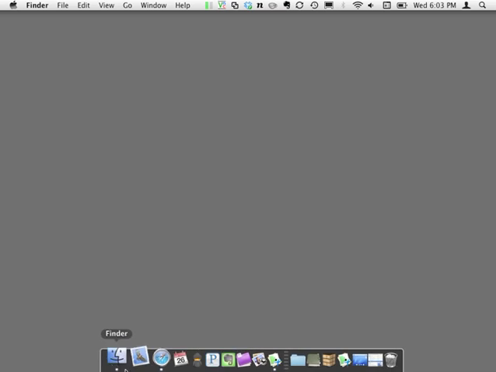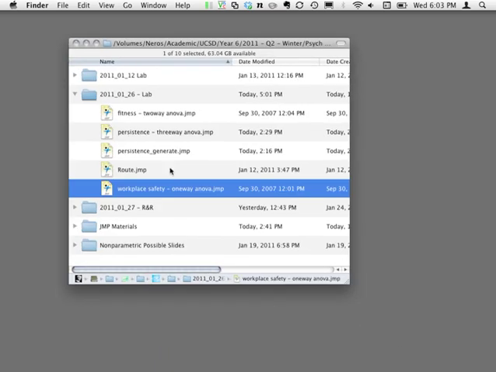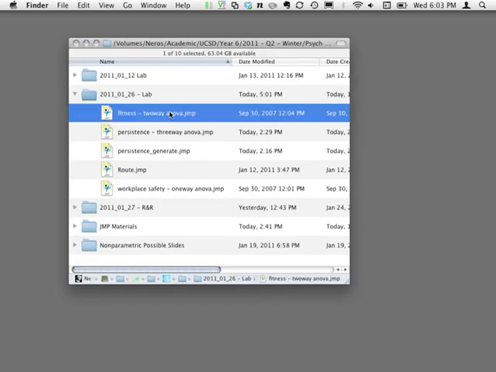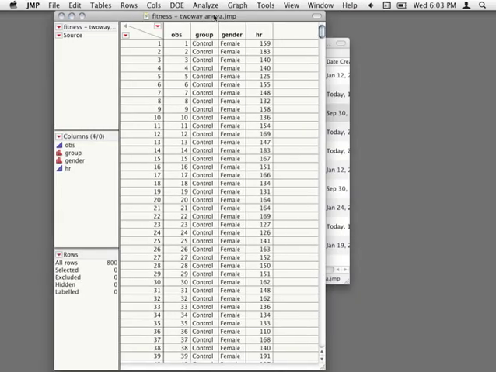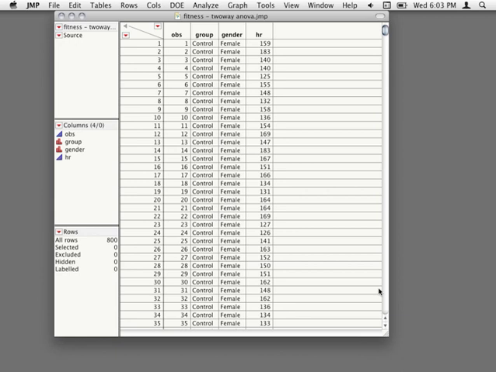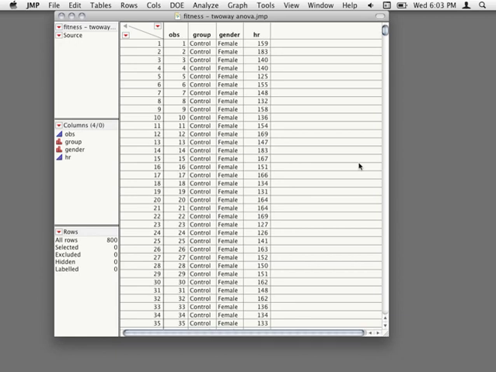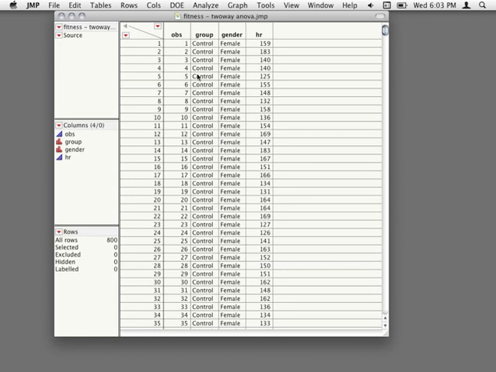I don't know where I put that folder. There it is. The next one we'll look at is fitness. This is our two-way ANOVA. So let me tell you a little bit about this data set. I got this from somewhere. I think it's actually a real data set.